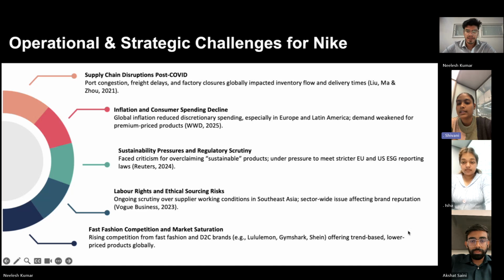And finally, there is rising pressure from fast fashion and local competitors. Brands like Shein, Lululemon, and Anta are growing rapidly, offering trend-based or lower-cost alternatives. These challenges require Nike to constantly adapt and reinforce its strategies globally.